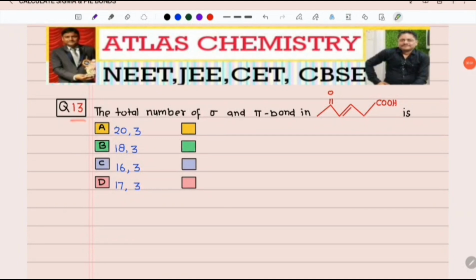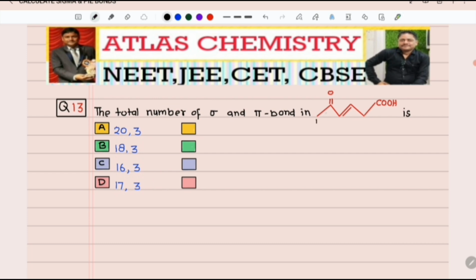Question number 13 asks the total number of sigma bonds and pi bonds in the given compound. The options are 20 sigma 3 pi bond, 18 sigma 3 pi bond, 16 sigma and 3 pi bond, 17 sigma and 3 pi bond. It means in this compound there are 3 pi bonds. So first of all we have to write the structure.